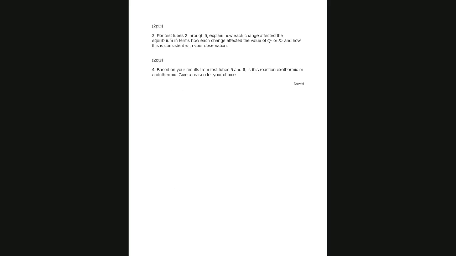And then the last part is going to be exactly the same as what we did. You are going to see if, when you add reactant, it makes the Q bigger, and if Q is bigger than K, what happens, if it shifts to the products or shifts to the reactants.